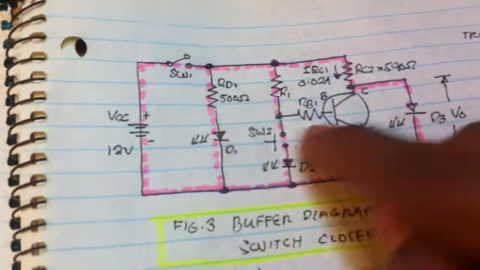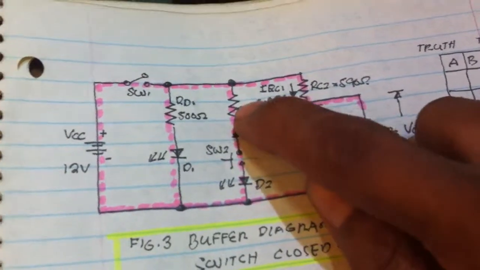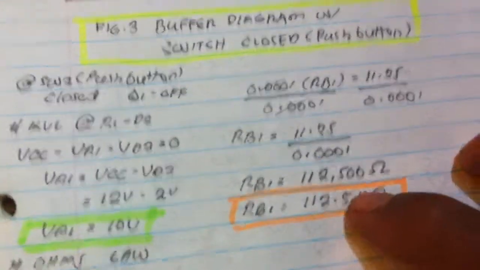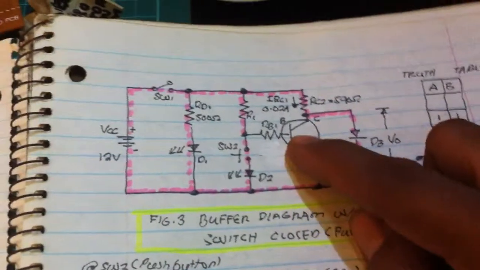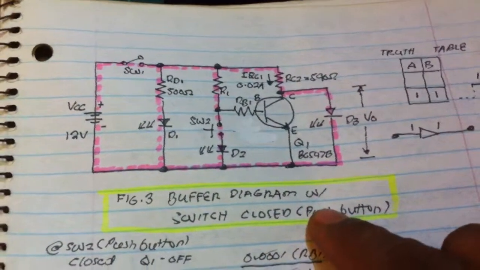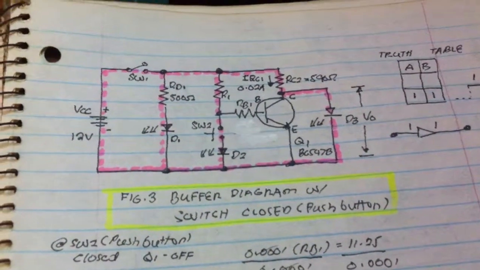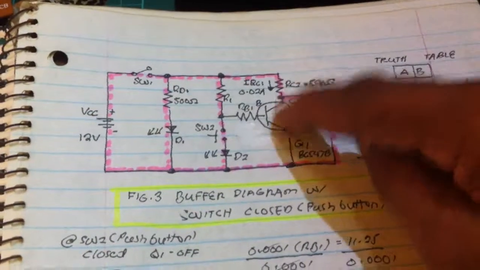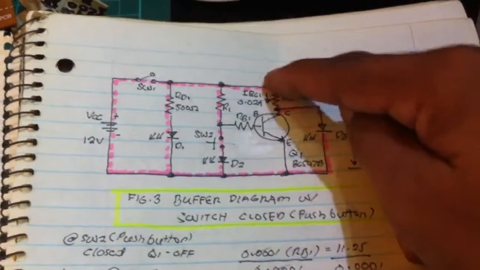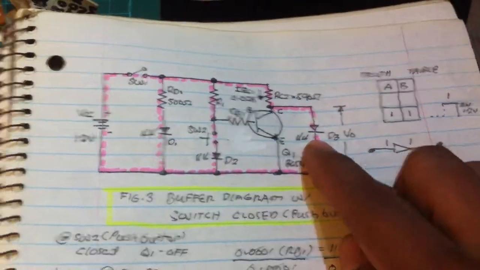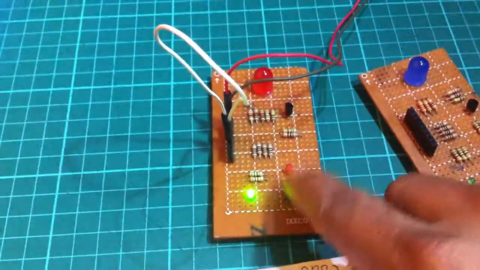Okay, we have now this 500 ohms, 590, 500, and 112,500 ohms at RB1. So in this state, with the switch closed, the transistor operates in cutoff mode, making this an open circuit and the current flows into the LED. That's why every time I push the switch, the LED turns on.